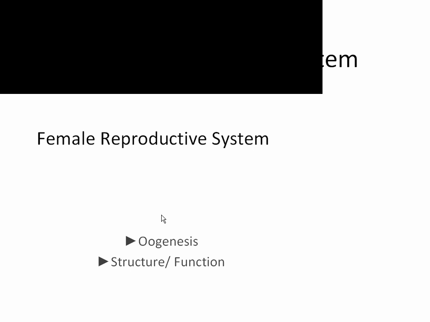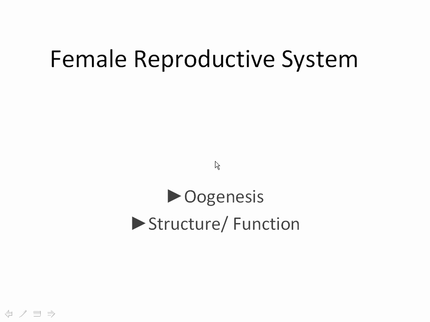So this is the female reproductive structures. In the males we talked about both hormones and structure and function, but in the females we're just going to focus on structure and function because it's a little bit more complicated. So we'll talk about hormones in a subsequent video.